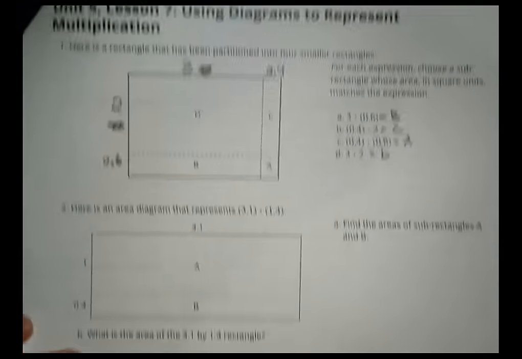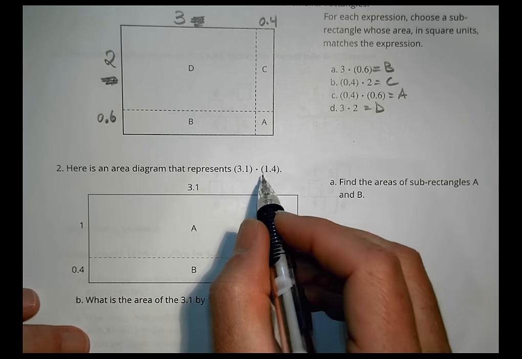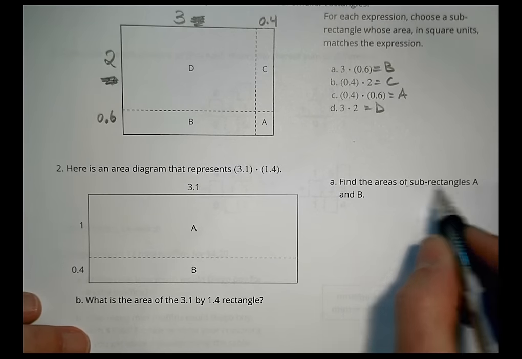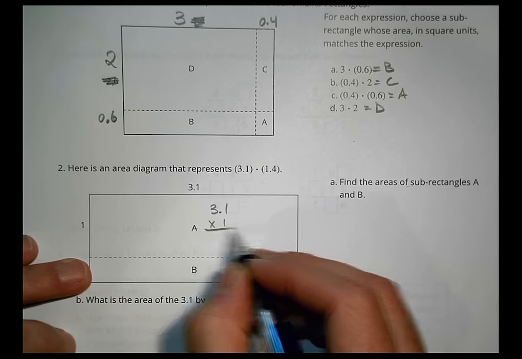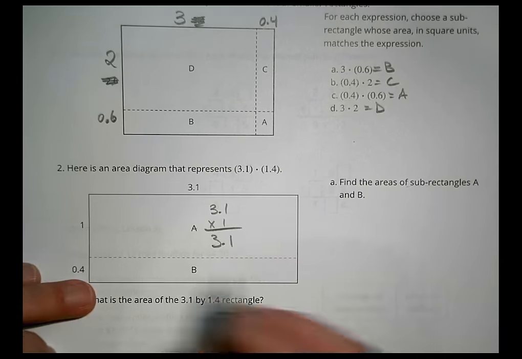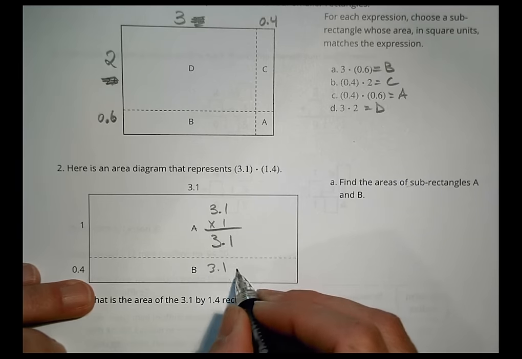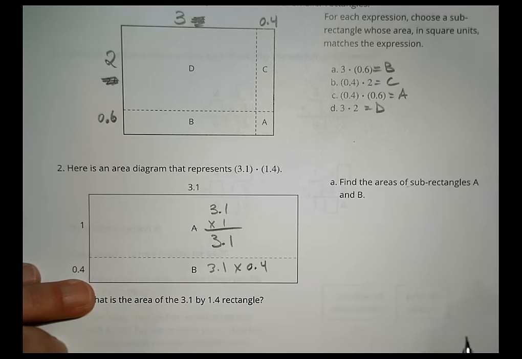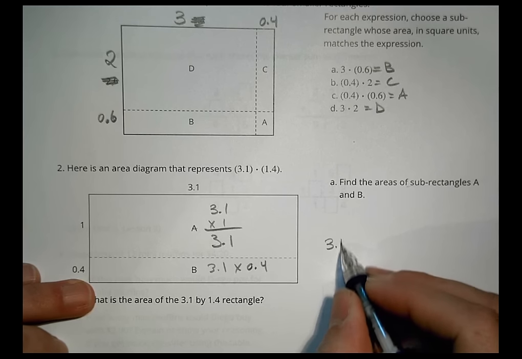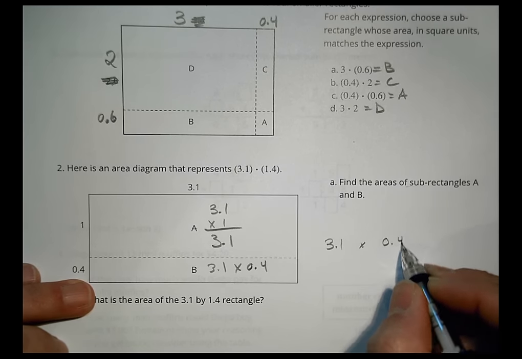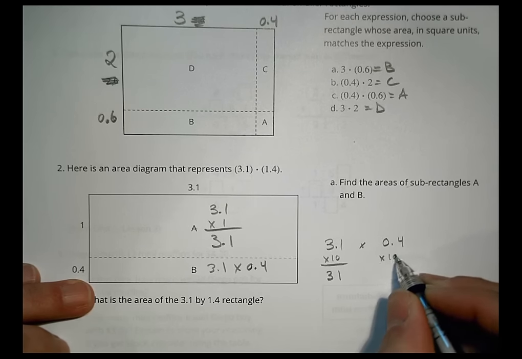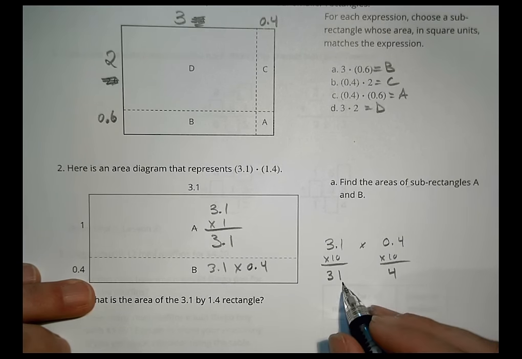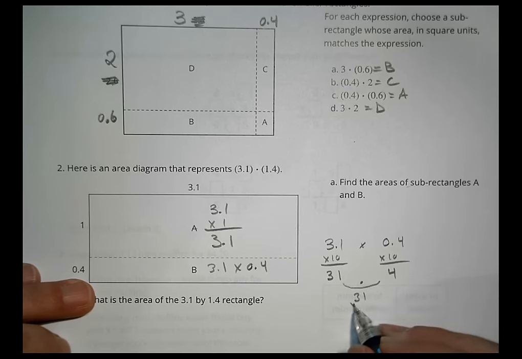Here's an area diagram that represents 3.1 times 1.4. Find the areas of subrectangles A and B. For A, it's 3.1 times 1, which is simply 3.1. For B, it's 3.1 times 0.4. Maybe a little different there. So 3.1 times 0.4, I could think of this as multiplying by 10 to get 31, multiply this by 10 to get 4, and then I could do 31 times 4, and 31 times 4 is 124.